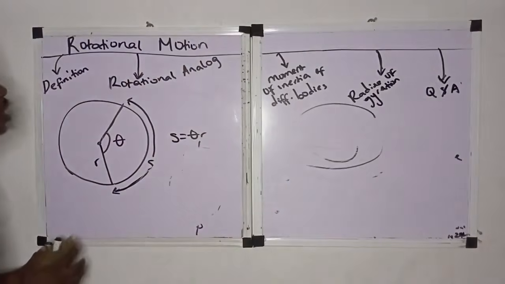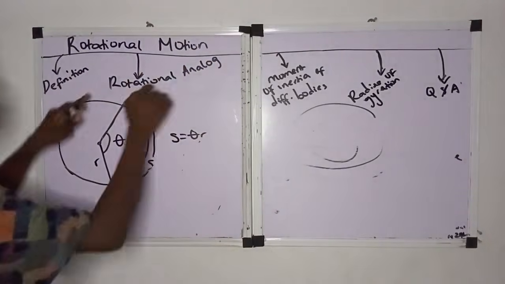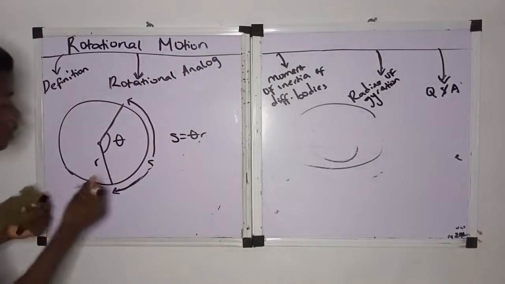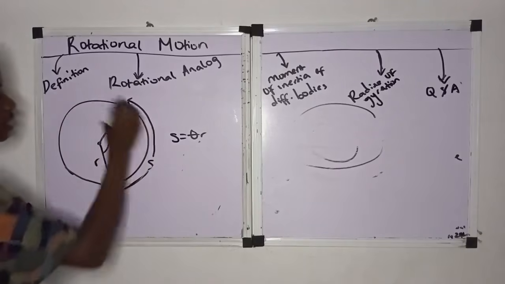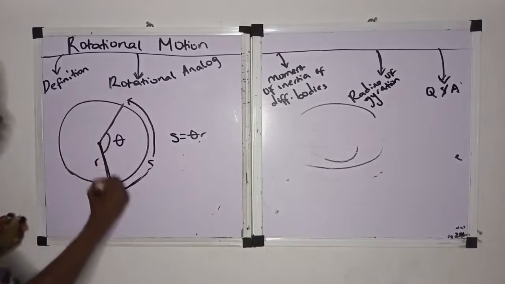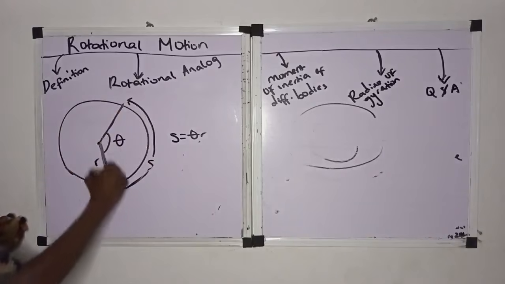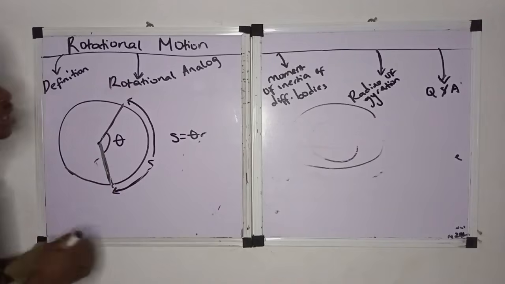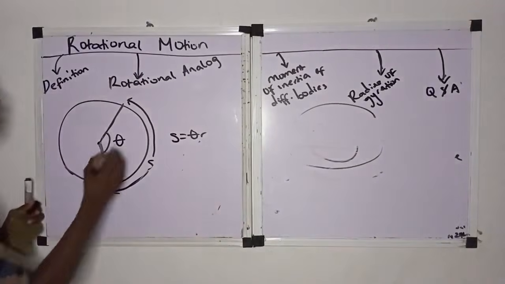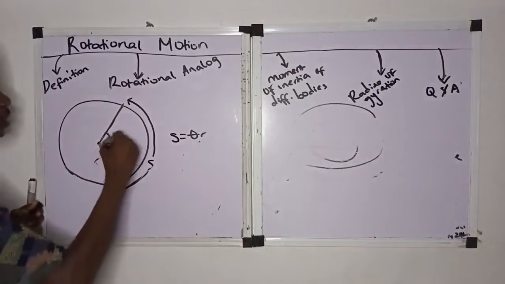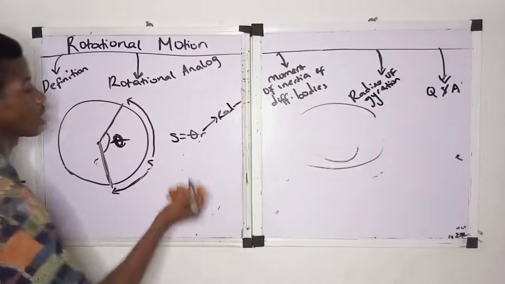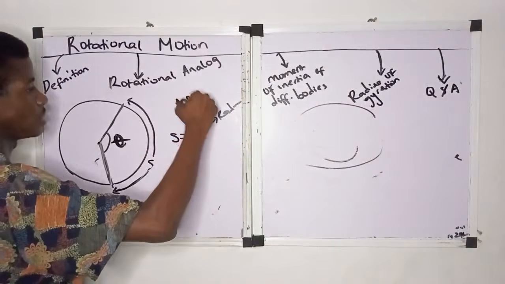Before I move to this part, let's take note of this. Let's say a body is revolving around in a circle like this. This part here, from the center to this point, is known as the radius of the circle. While this angle, this theta here, is known as the angular displacement.